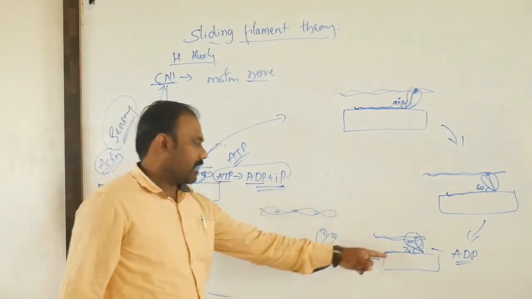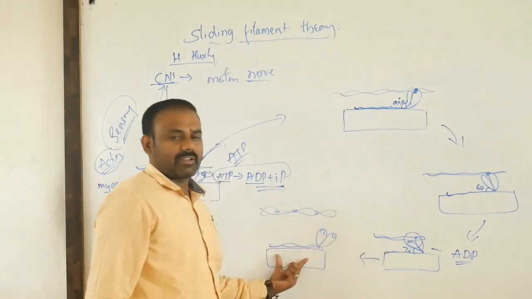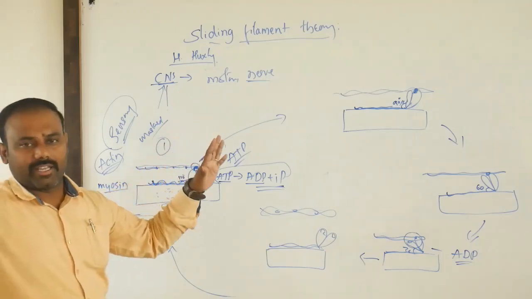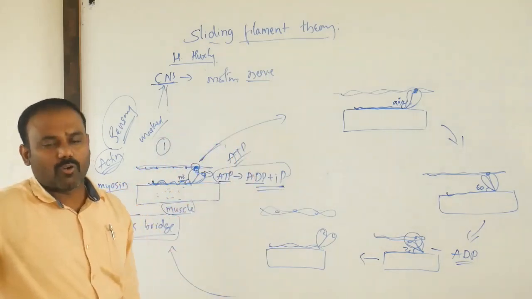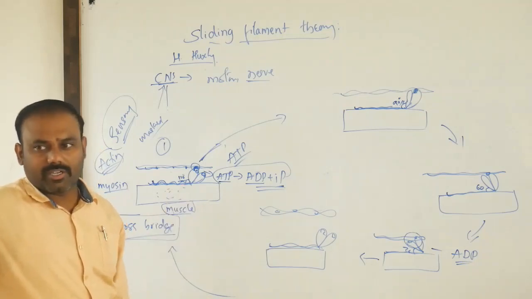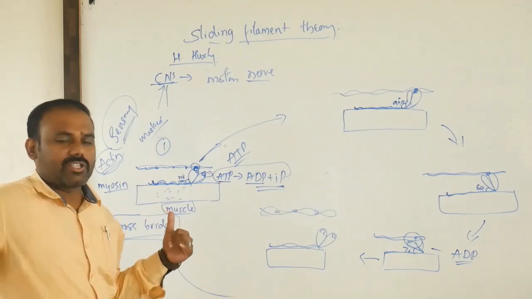Resulting in the muscle coming back to its original position. This is nothing but the sliding filament theory. The thin filament slides over the thick filament. This is our today's concept. You can call it the sliding filament theory, which was proposed by a person called H. Huxley.